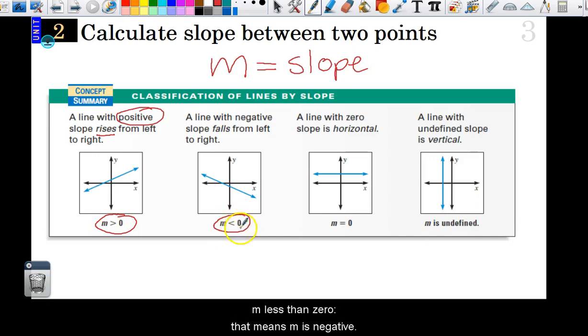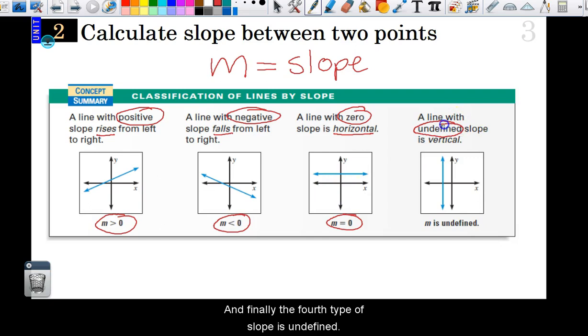M less than 0, that means M is negative. That means I have a negative slope and I fall from left to right. It means my line is sloping downward from left to right. 0 slope, when M is equal to 0, is horizontal, and that means that there's no slope.